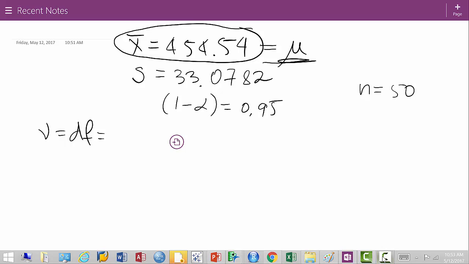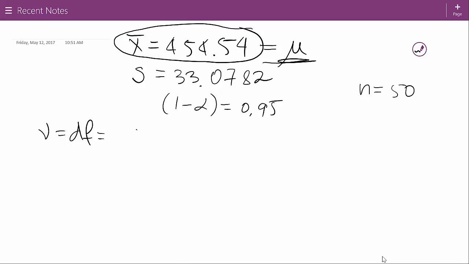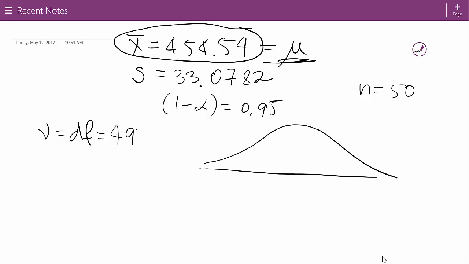What's the number of degrees of freedom that I have to use? It's n minus 1, 49. Yep, 49 degrees of freedom. And this is my t distribution, right? T distribution with 49 degrees of freedom. And this is 0, the mean.